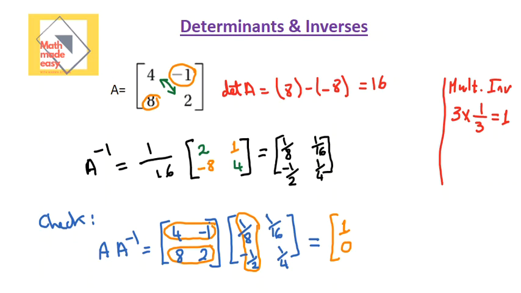Now I'm going to find the second column, as we usually do. Row 1, which is 4 and negative 1, by second column. 4 times 1 over 16, which is 1 over 4, plus negative 1 times 1 over 4, which is a negative 1 over 4, so the sum is 0. And the second row, 8 by the second column, 8 times 1 over 16, which is a half, plus 2 times 1 over 4, which is another half, and here we get 1. My result is the identity matrix, so now I know that the inverse matrix we found is correct.